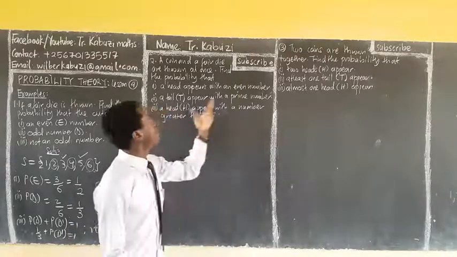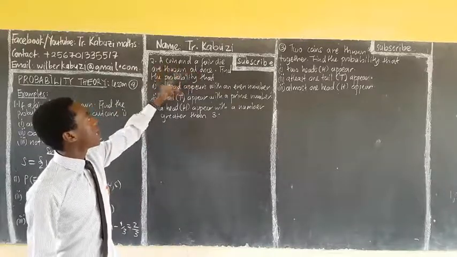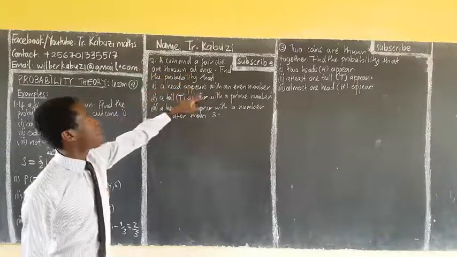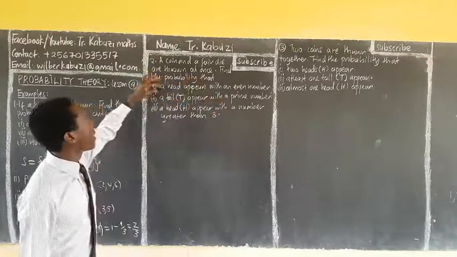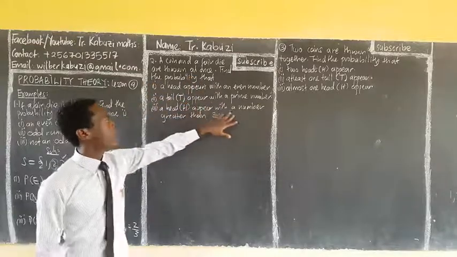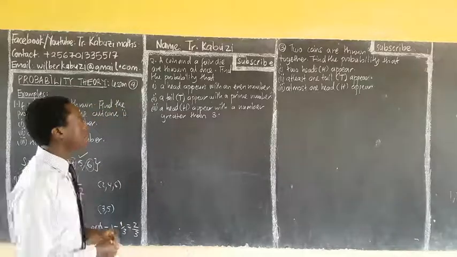Okay, let us come to this now. A coin and a fair die. Here they are throwing a coin and a die at once. Find the probability that a head appears with an even number, a tail appears with a prime number, a head appears with a number greater than 3. So we first generate the sample space there.